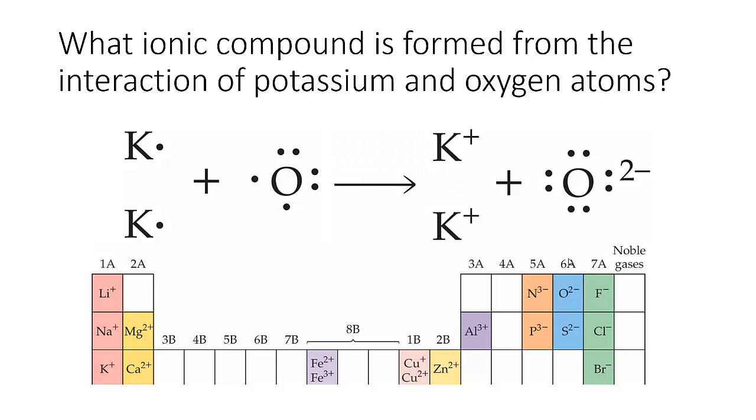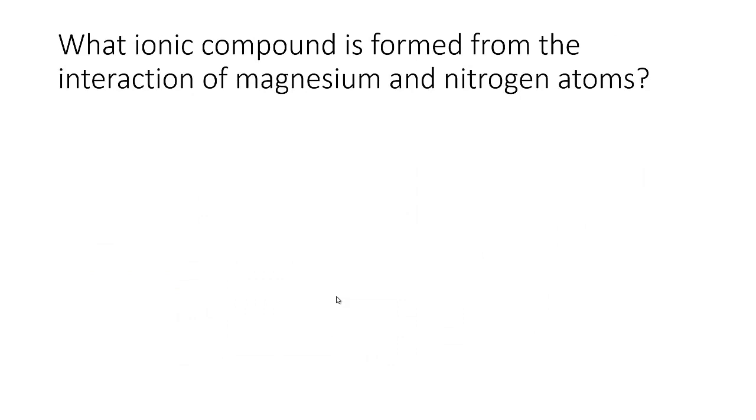Alright, so what it looks like in the end is we're going to have 2 potassium atoms react with 1 oxygen atom to produce 2 potassium ions and 1 oxygen ion. This will have the formula K2O. Notice there are 2 potassiums, and that's why there's a subscript of 2, and there's 1 oxygen. That's why there's no subscript here. Lack of a subscript just means an understood 1. Alright, let's try another one.